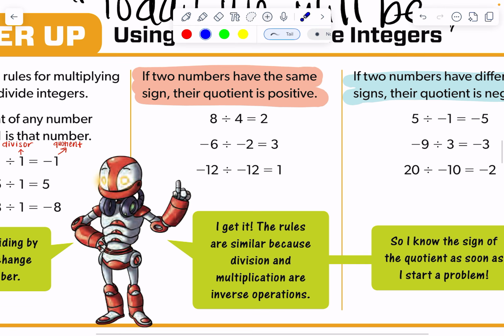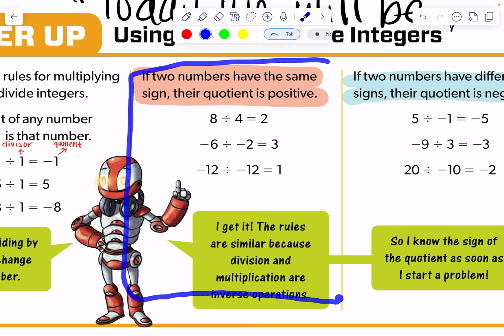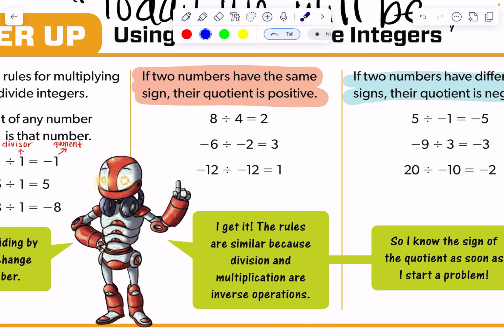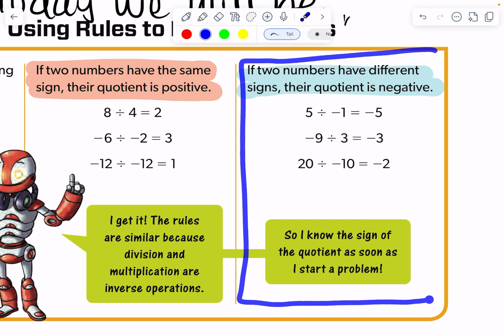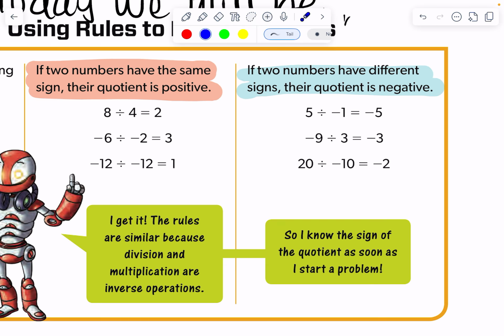Rule number 2, if two numbers have the same sign, their quotient is positive. So a negative dividend divided by a negative divisor will result in a positive quotient, and a positive dividend divided by a positive divisor will result in a positive quotient. Same signs, positive quotient. Now, if two numbers have different signs, their quotient is negative.